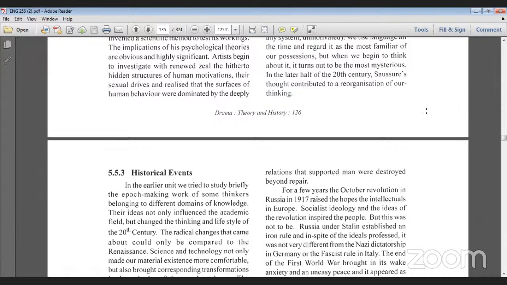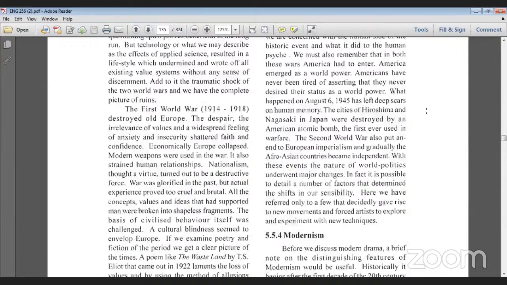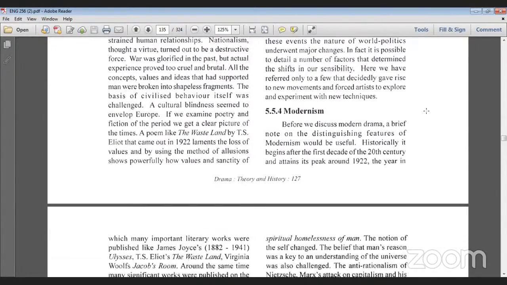Now write a statement on the salient features of modernism. Okay, so further we will go for 5.5, modernism. Before we discuss modern drama, a brief note on the distinguishing features of modernism would be useful. Historically, it begins after the first decade of the 20th century. See the century, this is important. Before the discussion of modern drama, a brief note on the distinguishing features of modernism would be useful. Historically, it begins after the first decade of the 20th century, and attains its peak around 1922. See the difference.